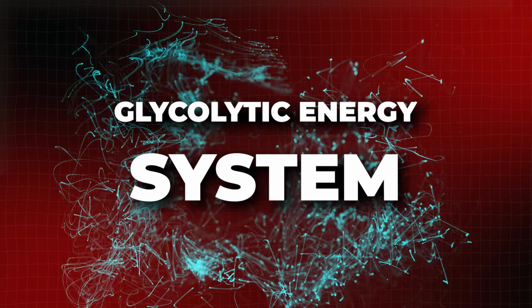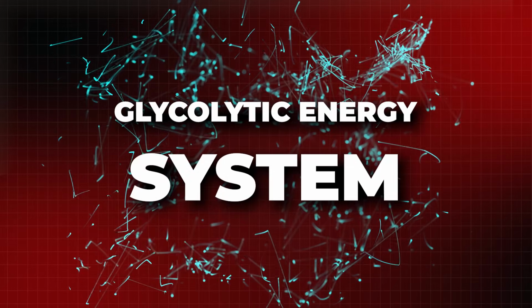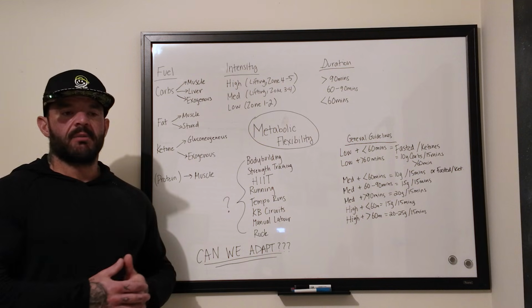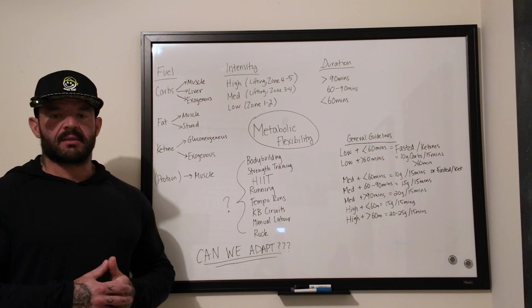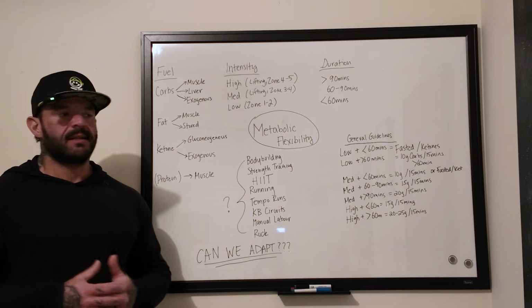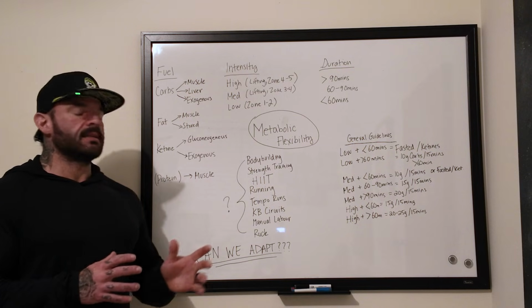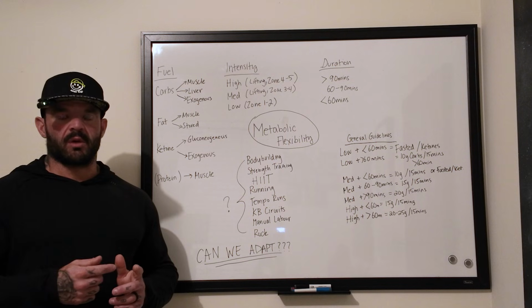Then you have your glycolytic energy system, which burns glucose, and that can either be pushed into lactic acid in the absence of oxygen, but in the presence of oxygen, that system continues into the aerobic system, which primarily burns fat. Now, with metabolic flexibility, the key here is at all times, all of these energy systems are working.